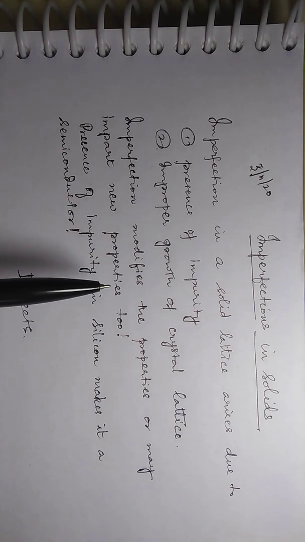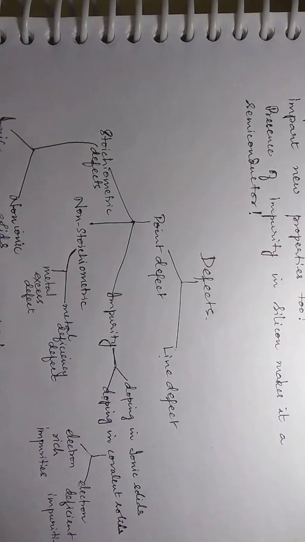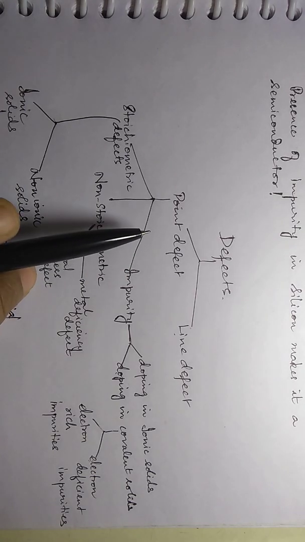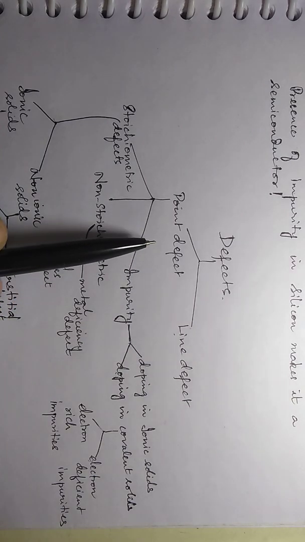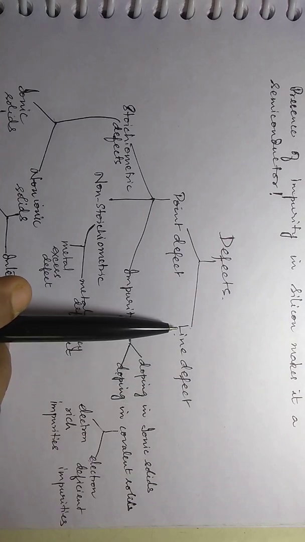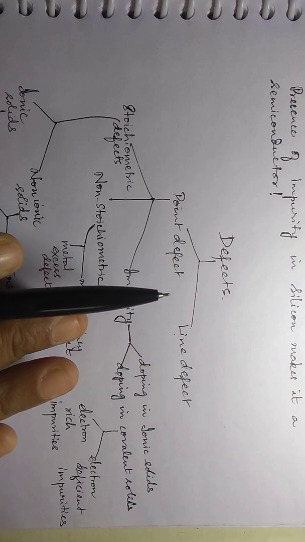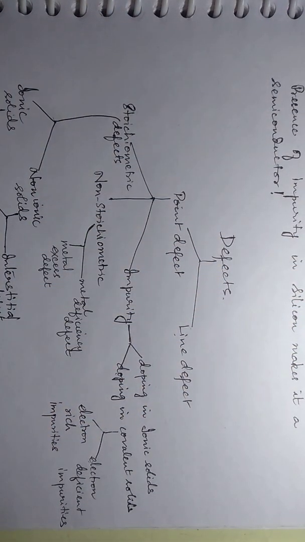Presence of impurity, how we are going to see? They are going to be called in terms of defects. Now, what are the types of the different crystal imperfections? Defects are of two types: point defect and line defect. Line defect is due to some kind of displacement or dislocation in the complete row. That is called line defect.